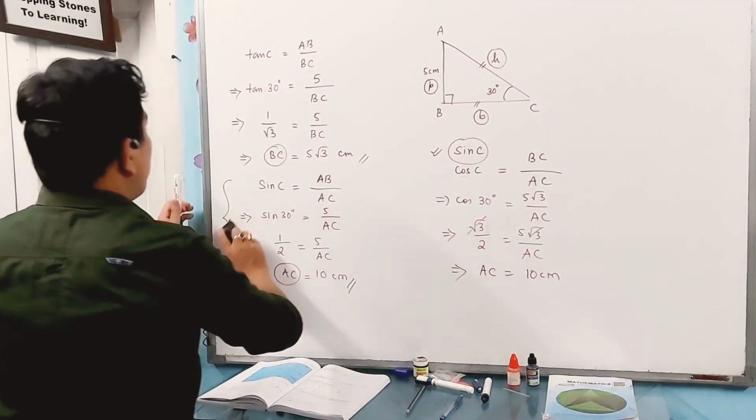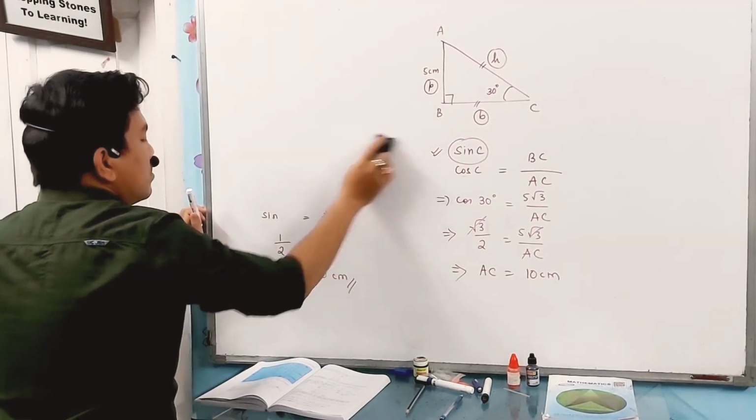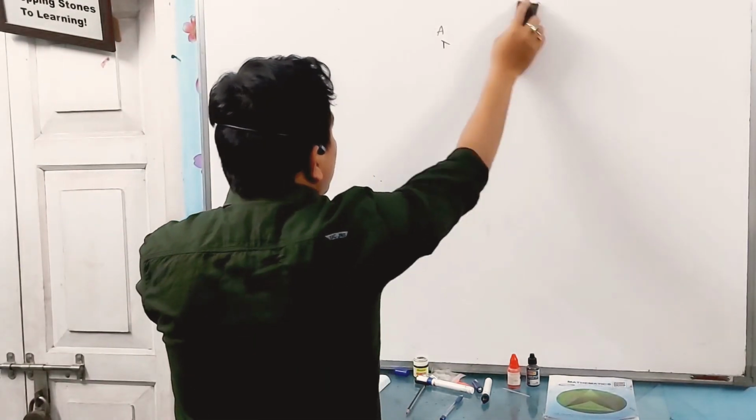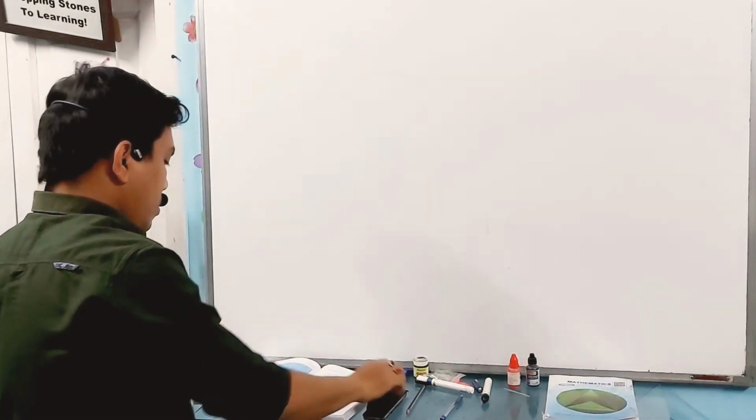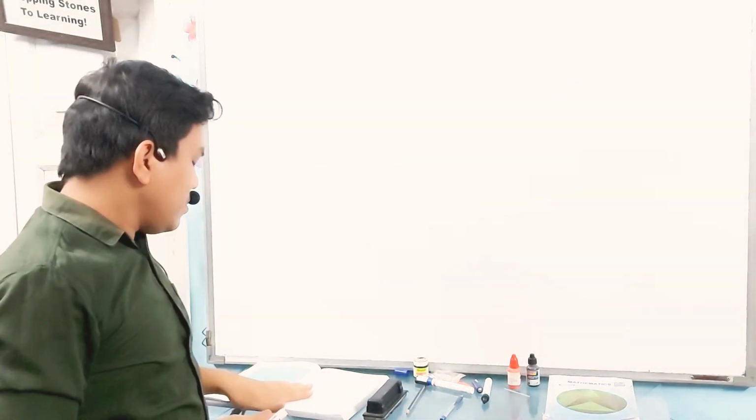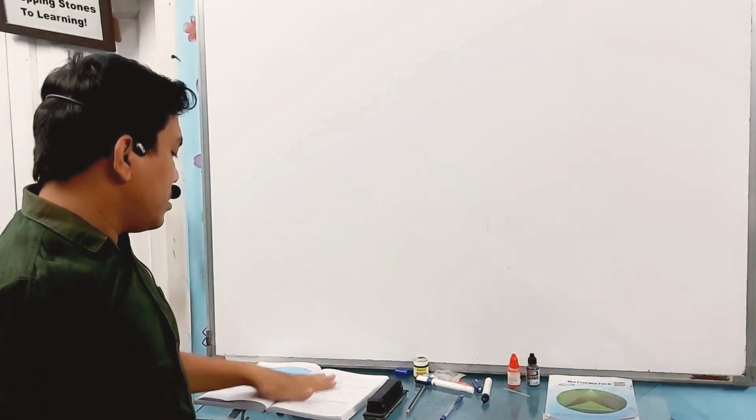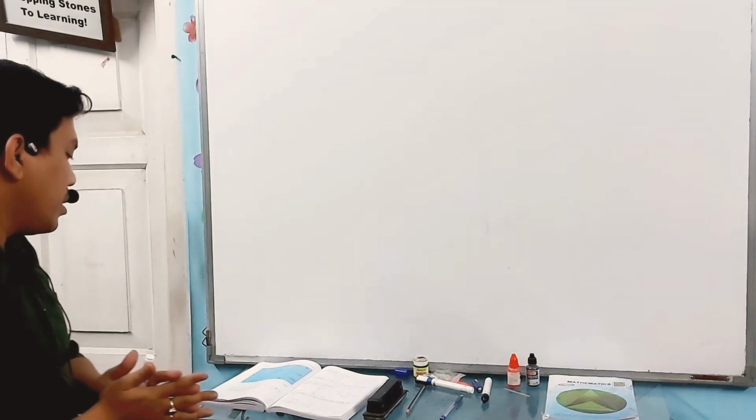Okay. Example number 7. Some questions in the exercise are similar to the examples. We can easily do those questions if you have understood the examples properly.